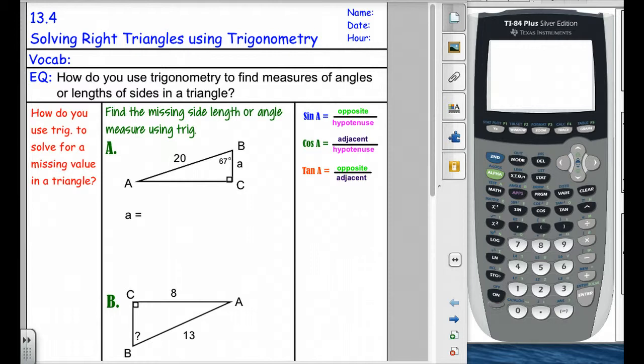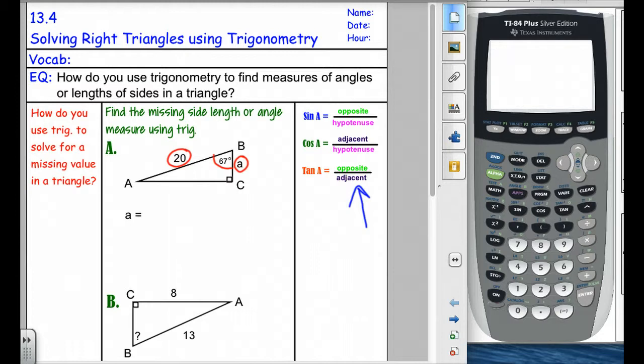For our first example, I've got all our different ratios here, so hopefully that'll help as well. We're going to look at this first angle. We've got triangle ABC, with angle B measuring 67 degrees, AB being 20, and BC being A. Looking at this, I need to know what is going to incorporate angle B, side length BC, and side length AB.